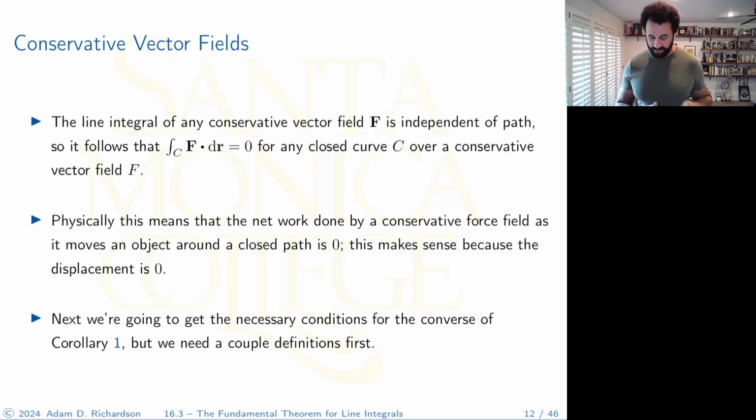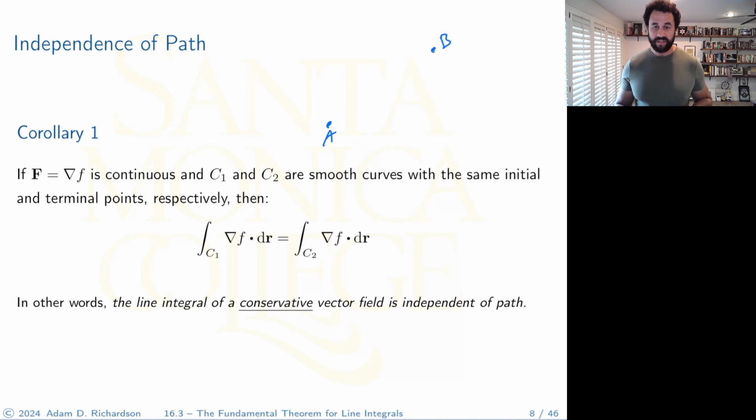Now what we're going to do is get the necessary conditions for the converse, the other direction of corollary 1. So let's refresh our memories about corollary 1. This one said: the line integral of a conservative vector field is independent of path. All right? That's the same thing we were just saying a minute ago.